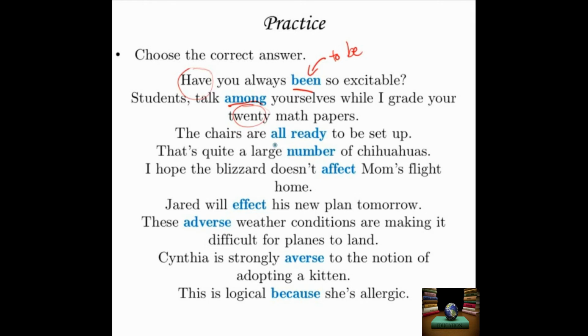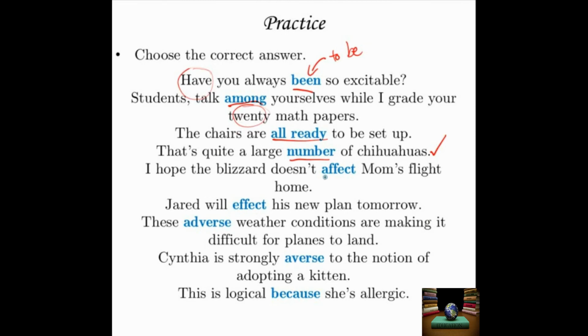The chairs are all ready to be set up. Remember, this is closer to all of us are ready to go than it is to is it morning already. Doesn't really make a whole lot of sense if we use the is it morning already version, so it's all ready. That's quite a large number of chihuahuas. Again, I told you chihuahuas are dogs. You can count dogs, 1 chihuahua, 2 chihuahuas, so it's quite a large number. You can number them. And it's not a large amount of chihuahuas because then you're referring to a sort of mound of chopped chihuahua parts, and frankly, that's highly unlikely in English.